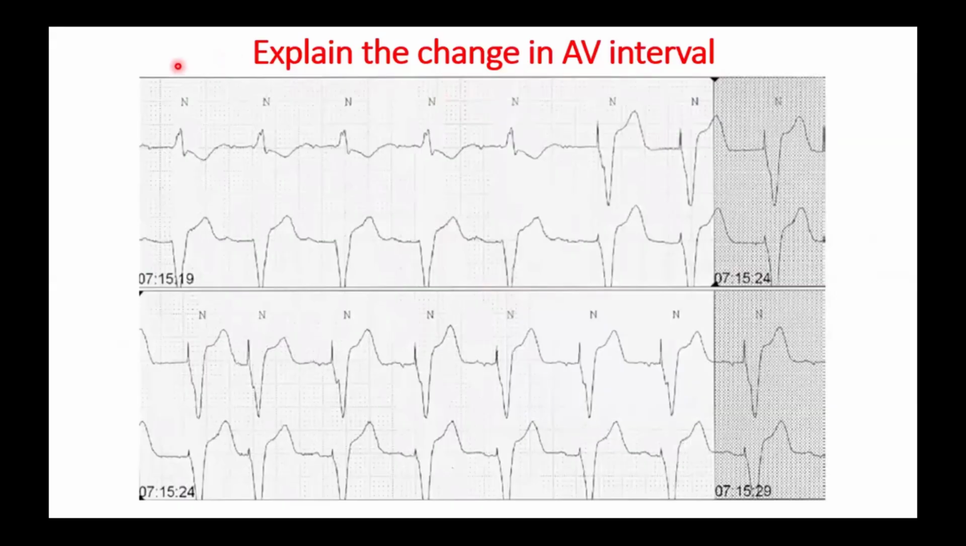Here we go for another case. This is a Holter recording of a patient who has a dual chamber pacemaker implanted. We notice that the AV interval is variable. Here it's long, then it's short. Is it a dysfunction in the pacemaker function?